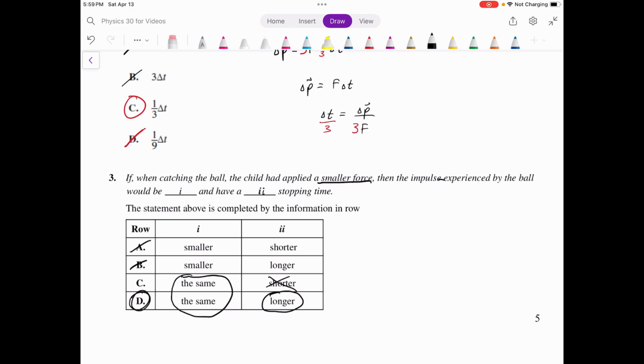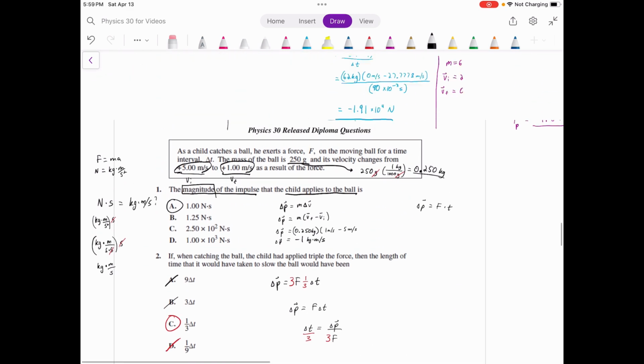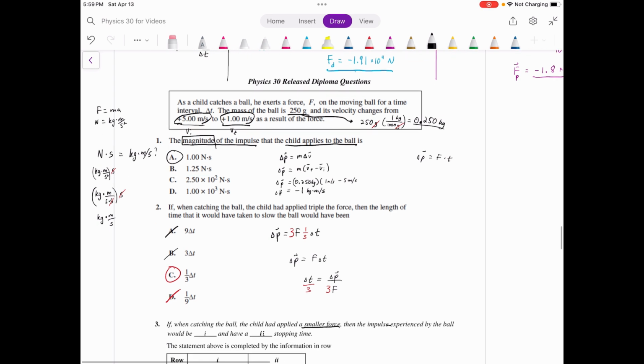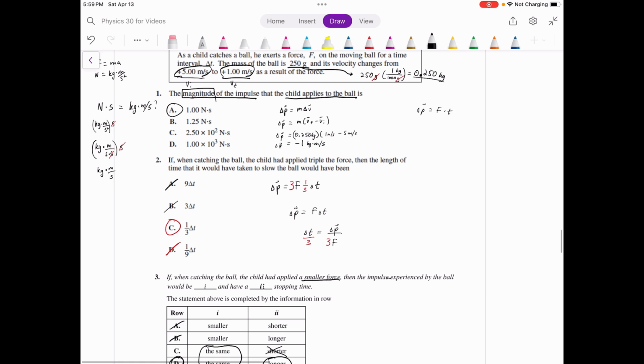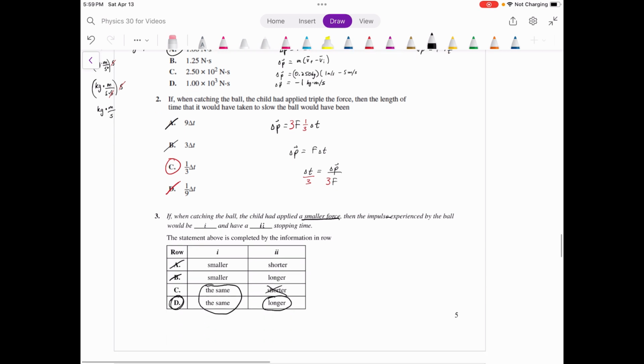Okay, so that would be option D. So look at that. On the diploma, 3 questions, really just coming down to that force-time relationship. I guess number 1 isn't really about that force-time relationship, but 2 and 3 are.